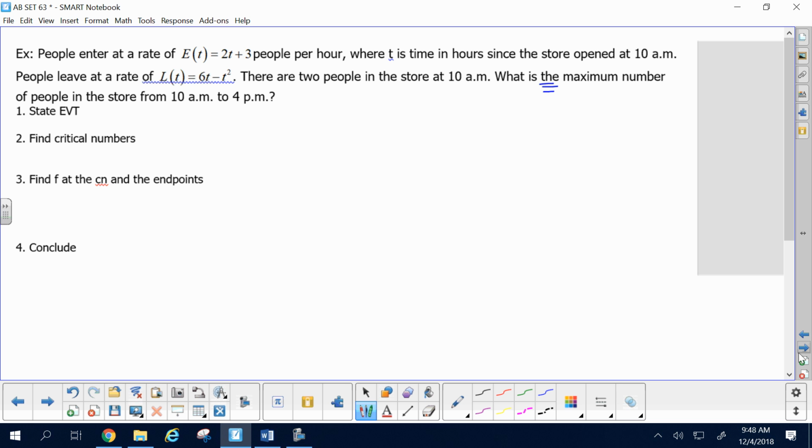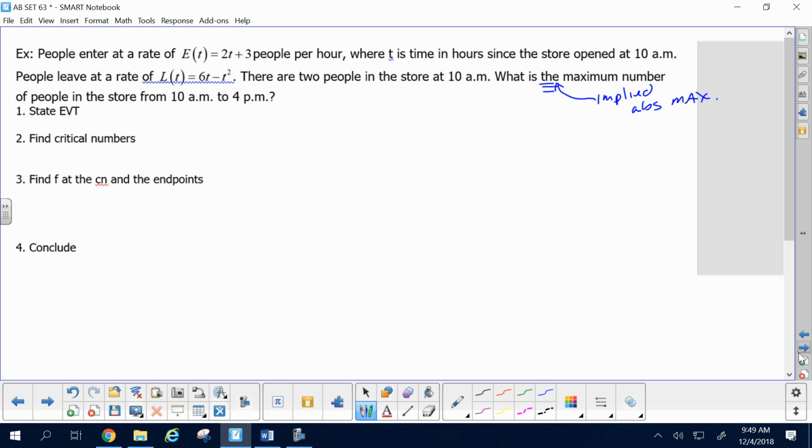That is implied absolute max. And that's the hard part for students. You have to decide, is this a local max kind of question, or is it the absolute greatest value? And you have to read very carefully. It's very subtle, all right?